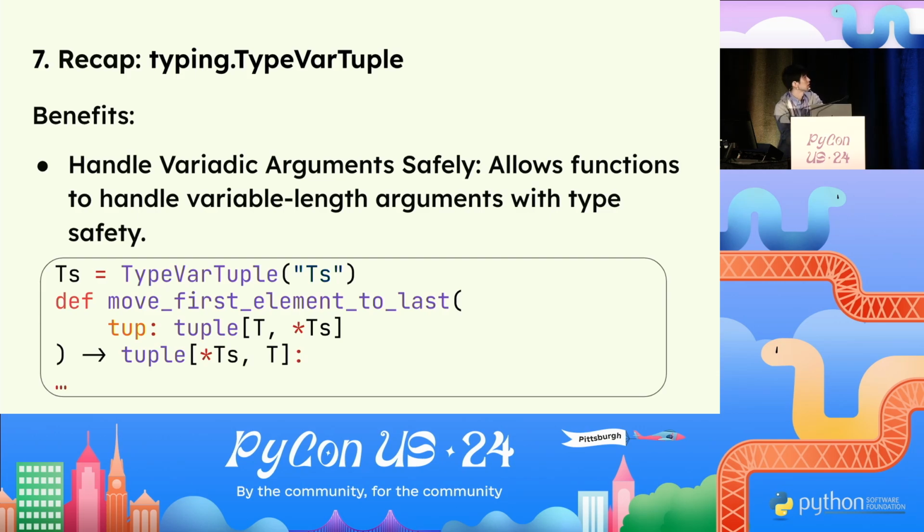Recap: typing TypeVarTuple is very useful to change some function argument order, and also we can pass all the type checkers.